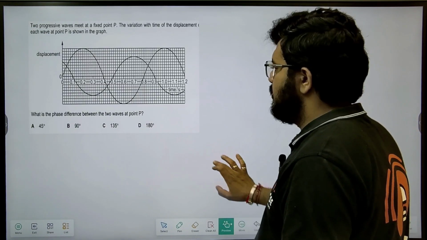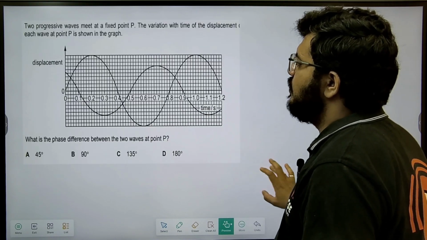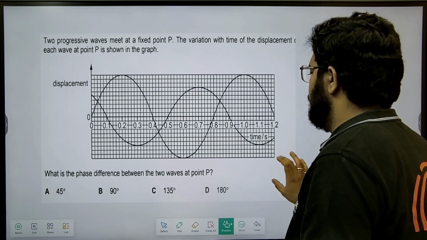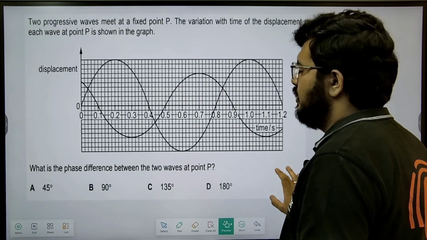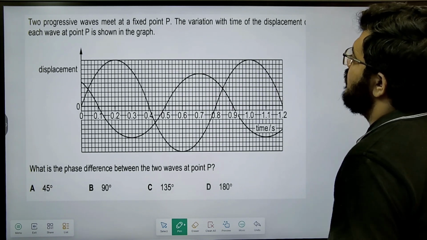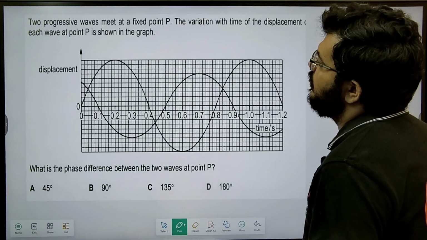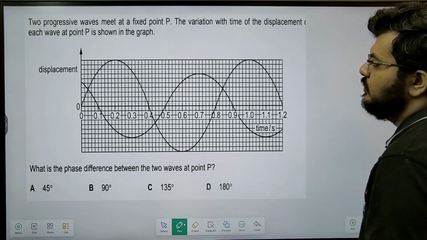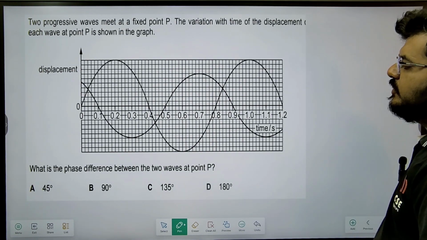Then we have this typical question that they ask about waves. What is the phase difference in the wave? So let's do that. Two progressive waves meet at a fixed point P. The variation with time of displacement of each wave at point P is shown in the graph. Okay. What is the phase difference between the two waves?